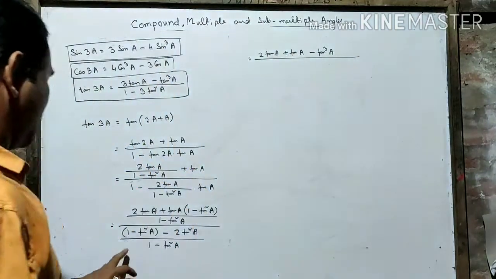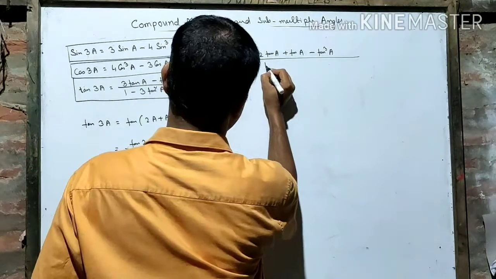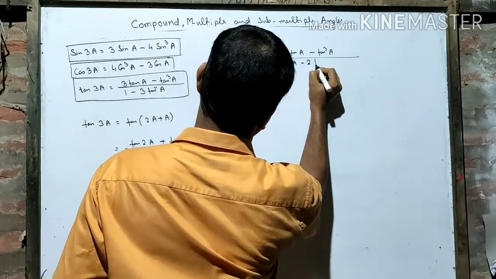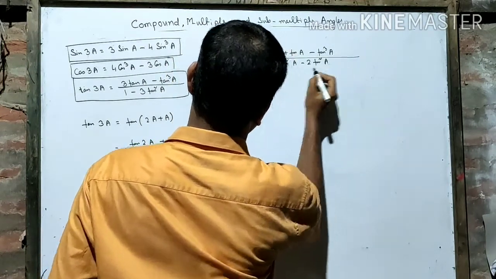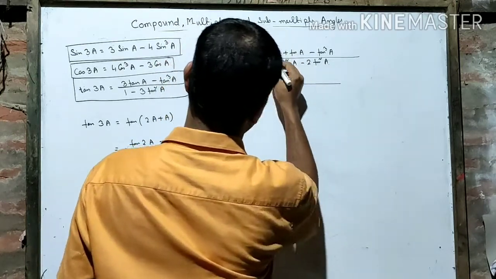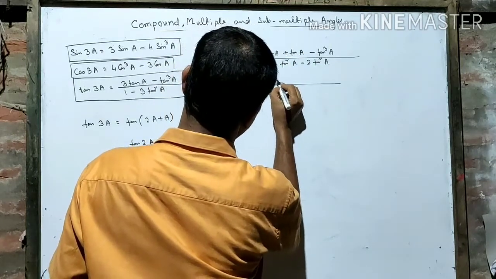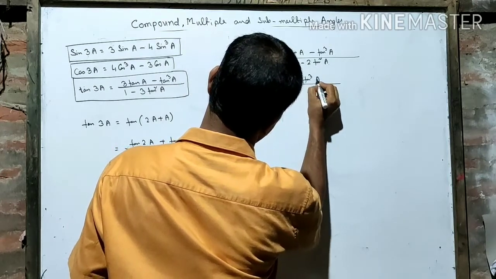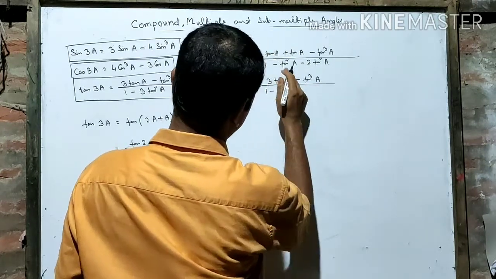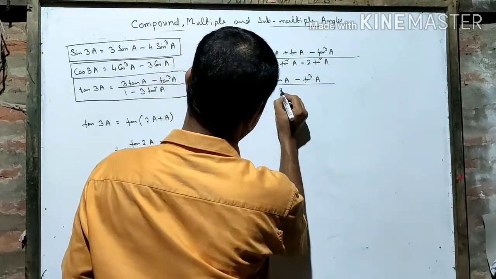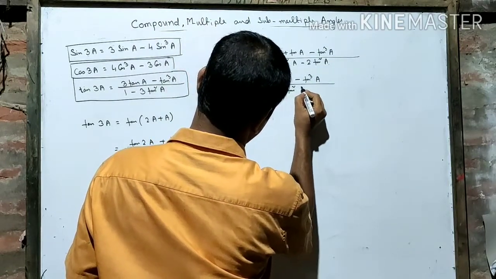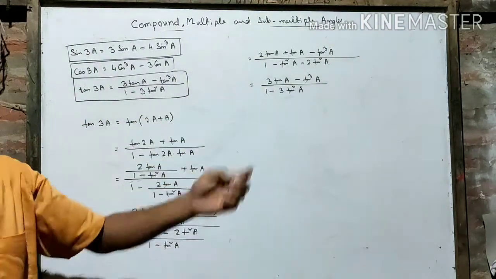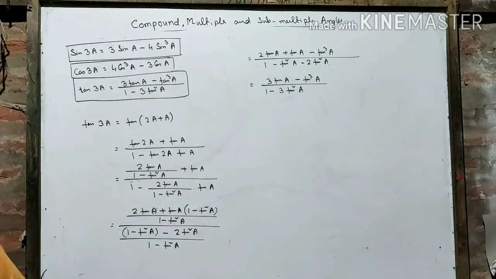divided by 1 minus tan square A minus 2 tan square A. This is equal to 2 tan A plus tan A is 3 tan A minus tan cube A, divided by 1 minus tan square A minus 2 tan square A is minus 3 tan square A. So this is the formula for tan thrice A. We have proved it.